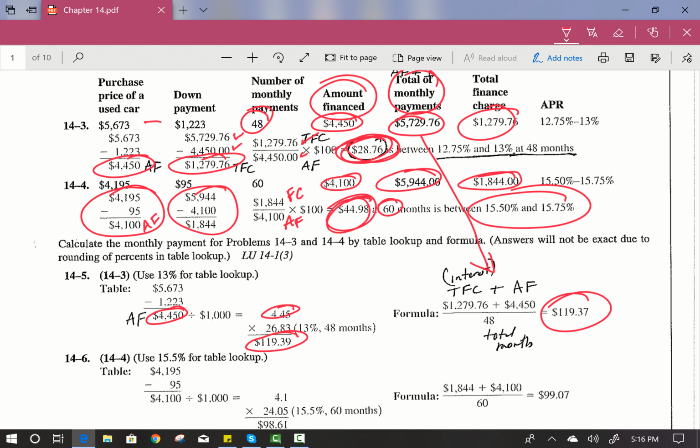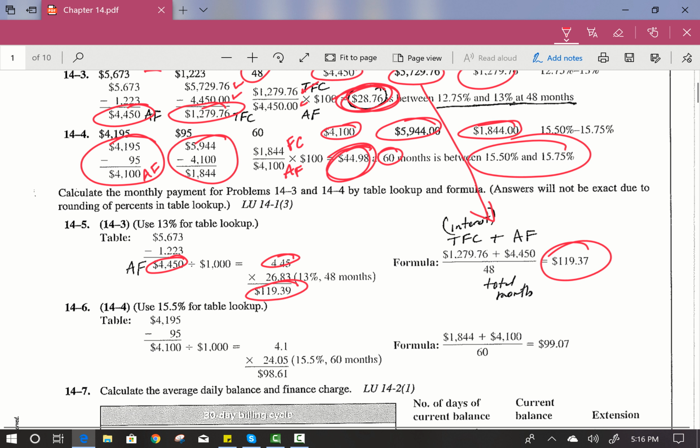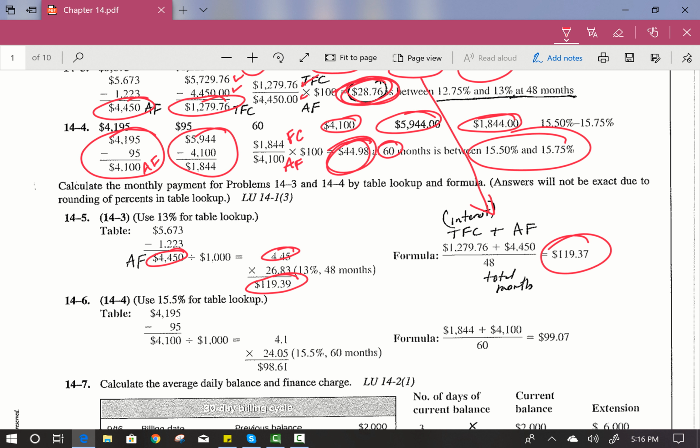Okay, for number 6, we're going to take the cost of the used car of $41.95 and subtract the down payment of $95 to give us the amount financed of $4,100, and divide it by the table factor of 1,000 to give us a factor of 4.1. We're going to multiply it times the corresponding factor on that table of 15.5% in 60 months.